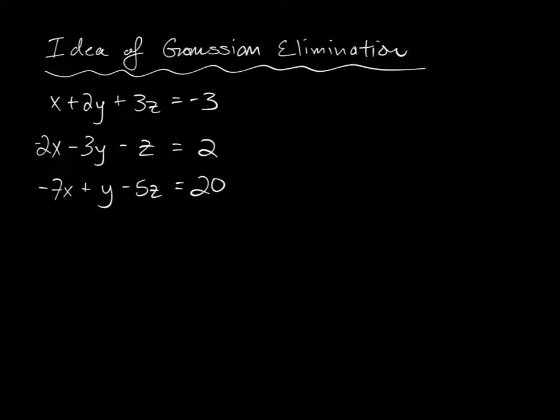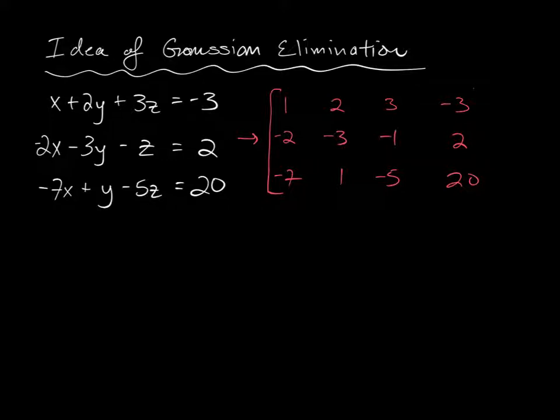And that is the idea behind Gaussian elimination. Not all systems will be set up as nicely as the previous slide. So what will happen is this. We will rewrite the system we're given in matrix form as an augmented matrix. So something like this: 1, 2, 3, negative 3, negative 2, negative 3, negative 1, 2, negative 7, 1, negative 5, and 20.